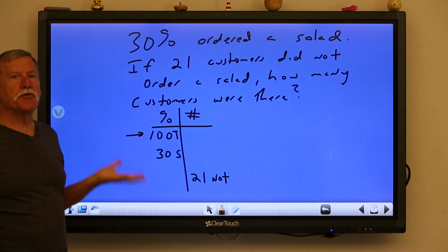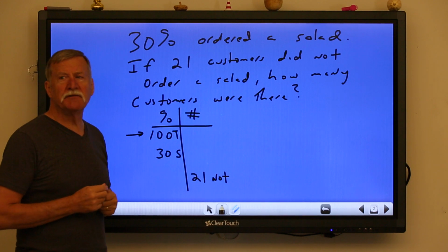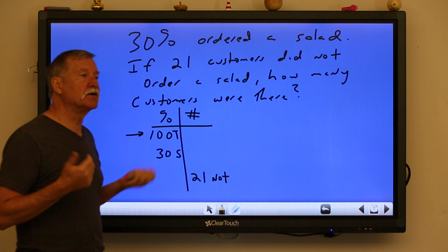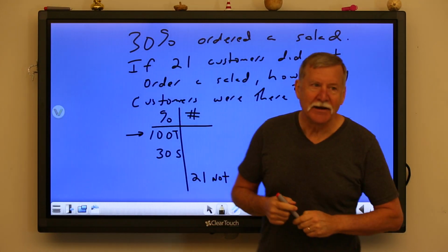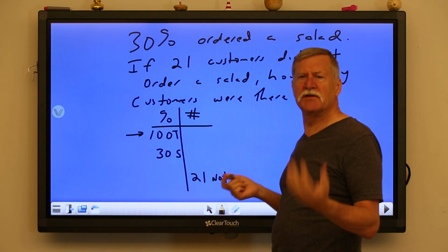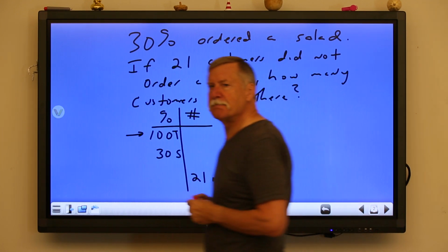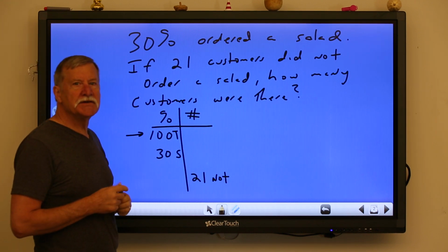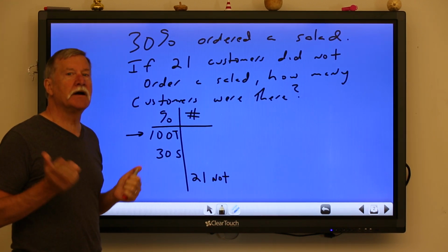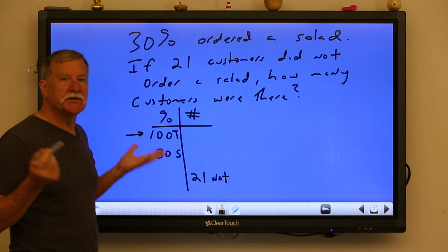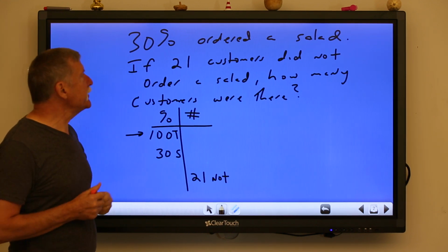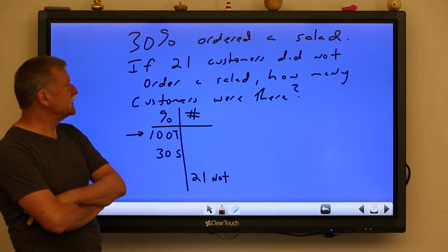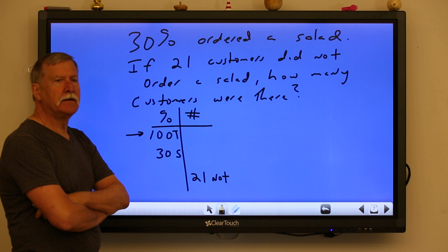So you see a percent problem, all right? Percent problems are very common in real life. How much do you tip when we can go back to going to restaurants again? And what percentage of this or that. Things are often expressed in percentages, so you need to be able to deal with them. And our old friend, the sign of the cross, is an excellent way to organize the information. So you'll see problems like: 30% ordered a salad. If 21 customers did not order a salad, how many customers were there?